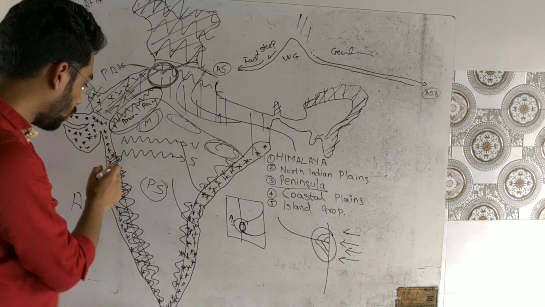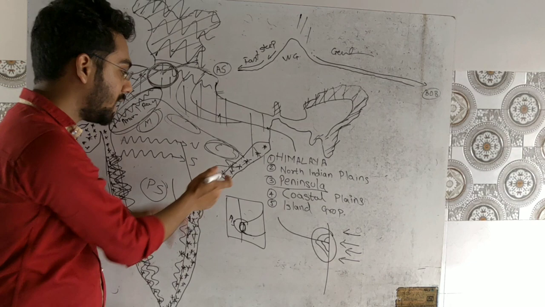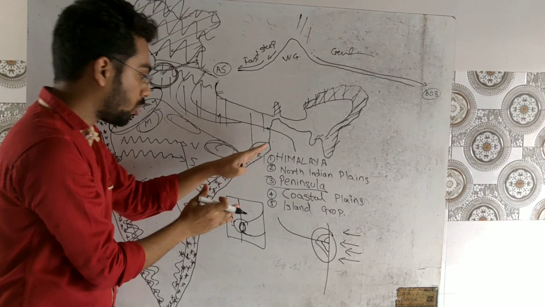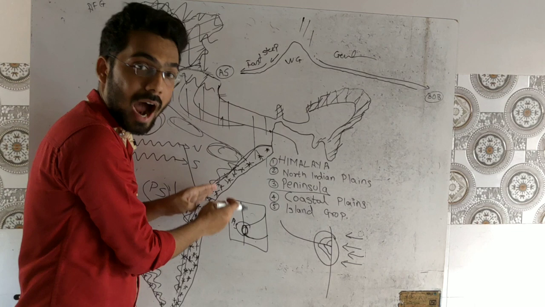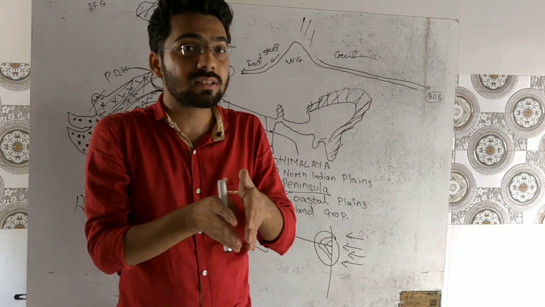Therefore, the western coast is rocky. Why? Because the Sahyadri Mountains are very close to the western coastal region. And the Eastern Ghats are comparatively away from the coastal area. Therefore, the width of the eastern coastal region is much higher than the width of the western coast. The basic thing to understand is that the Western Ghats are close to the sea, therefore the western coast is rocky. The Eastern Ghats are not very close to the sea, therefore the eastern coastal plain is not very rocky.